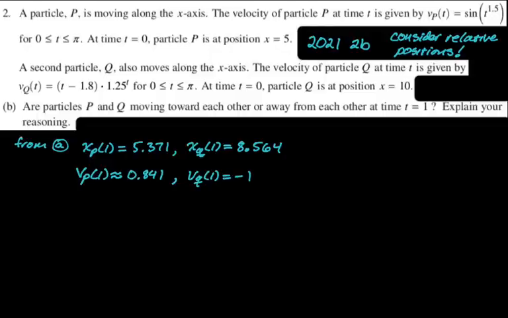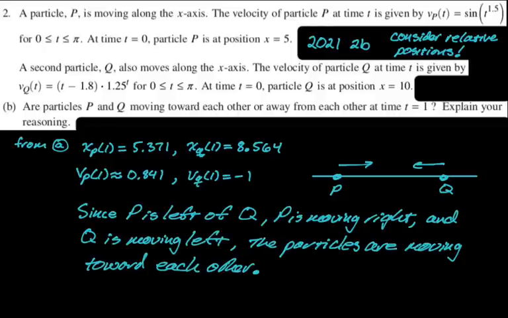So what I've done is I just make a picture. P is to the left, Q is to the right. P is moving to the right, Q is moving to the left. You can see in this picture now, they're definitely moving toward each other, but I have to write it up. So here's my write-up. It's nothing groundbreaking, but it is a little weird and you do have to think about it. P is on the left of Q, P is moving to the right, Q is moving to the left, the particles are moving toward each other. That's all that's really required after you've listed out the positions and the velocities.